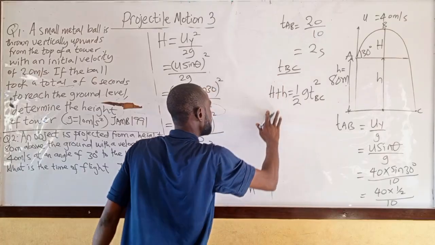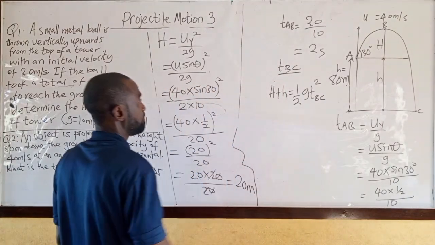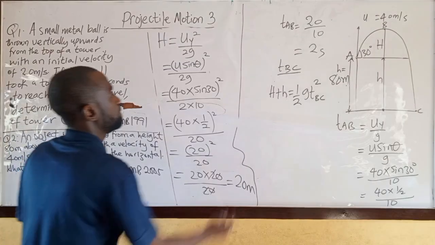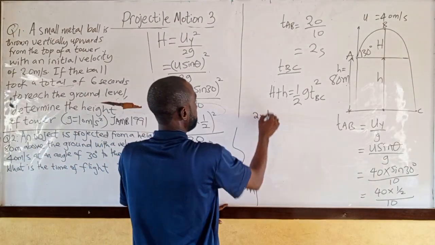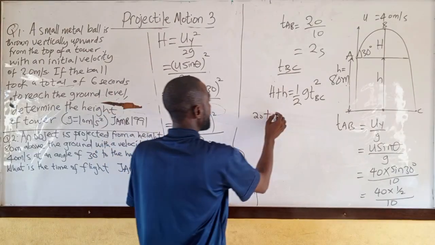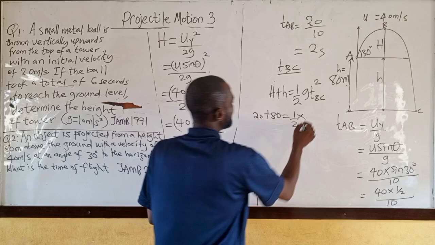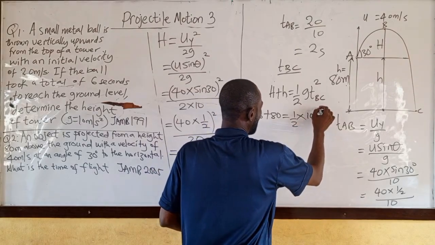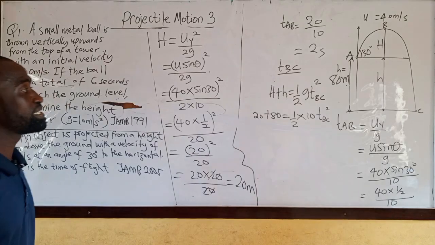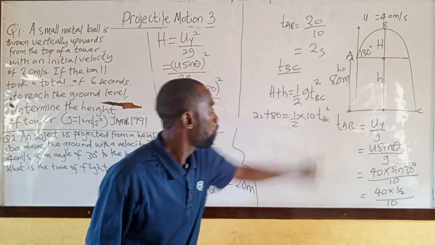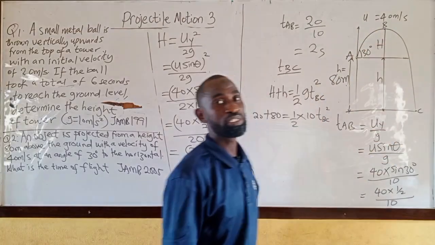So what's the next thing? We must be tilt. Now, let's go. H is now what now? Big H is 20. So we have 20 plus our small h, 80, equals half times our g, which is 10, then T of BC all squared. We're looking for TBC. After we've gotten TBC, we now add to TAB the total time spent by the body.